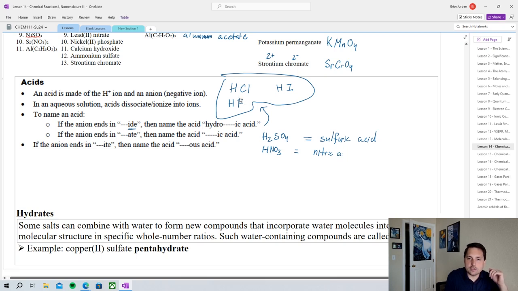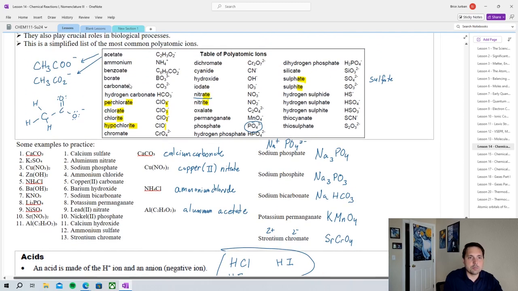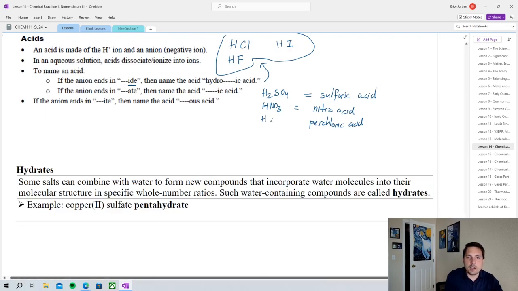So those are two common acids. We talked about one up above. It was perchloric acid. So what would be perchloric acid? Well, that would be when we have the perchlorate anion. So perchlorate is ClO4 minus. So then that would just be one hydrogen. So HClO4. Okay, so that's how we can go back and forth for these types of categories.